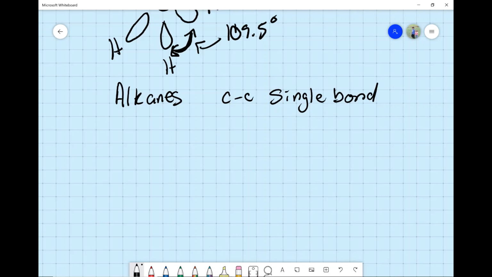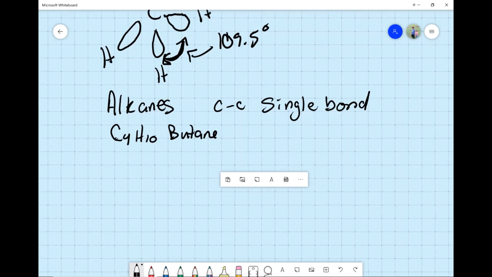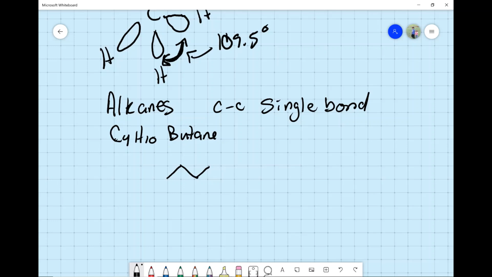A couple of things I didn't really talk about. If you have butane, I didn't talk about isomers. Isomers are kind of a big deal. So you have butane, and here's one way you can draw butane. So 1, 2, 3, 4, this would be 4 carbons, so this would be butane. This is a chain structure. But you could also draw butane another way, almost like a peace sign. So this is an isomer, butane and isobutane.